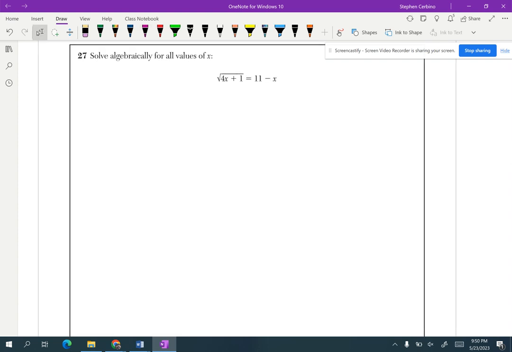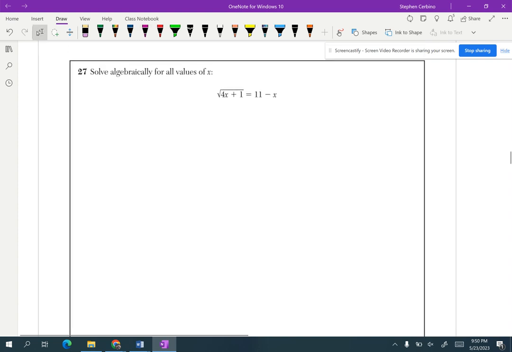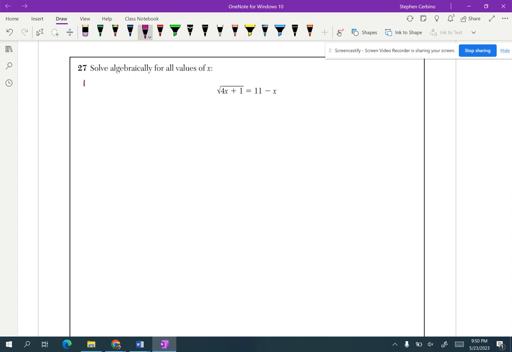Number 27 asks us to algebraically solve for this. Normally when we see a square root equation, we think ISS: isolate, square, solve. Well, it's already isolated, so we're ready to square. So let's square that away. That's going to give us 4x plus 1 is equal to (11 minus x) squared.